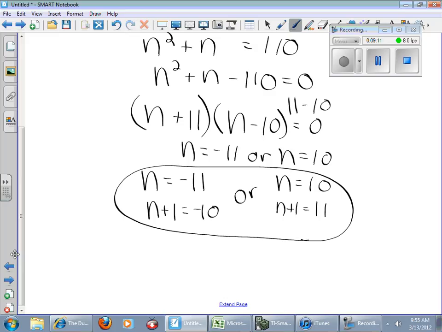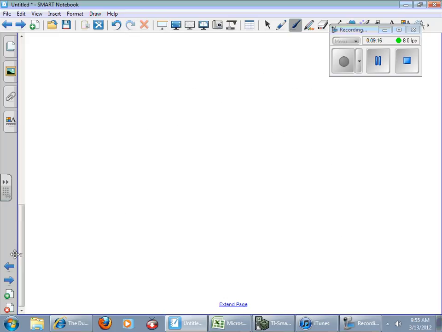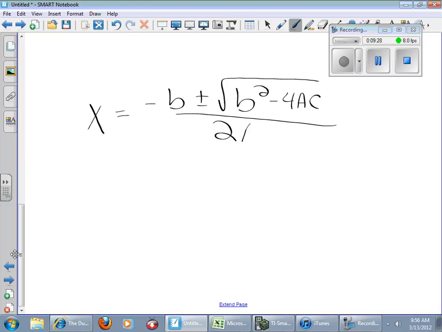Okay, by the way, I want to mention the quadratic formula. You will be singing this to me. You must get this right. You must memorize this. X equals negative b plus or minus the square root of b squared minus 4ac all over 2a. Got it? Make sure you memorize that. All right, make sure you know that.